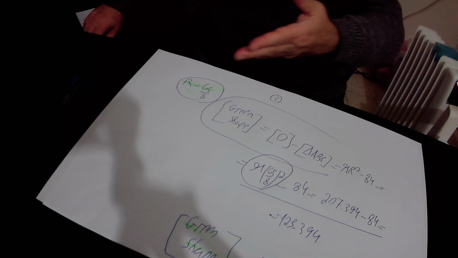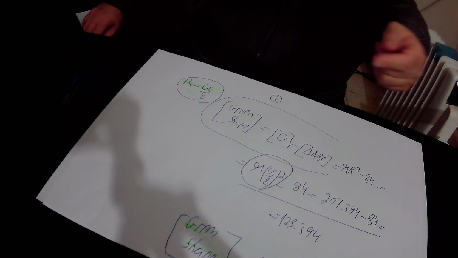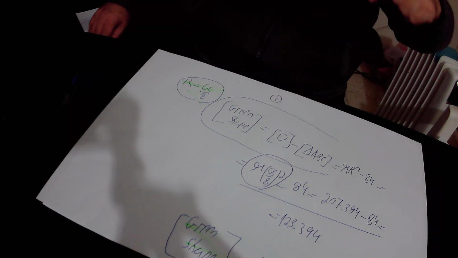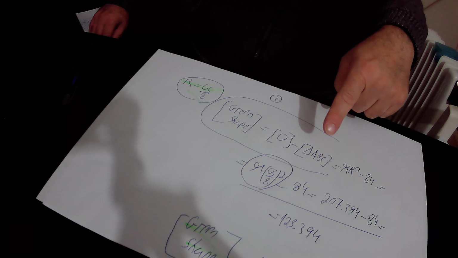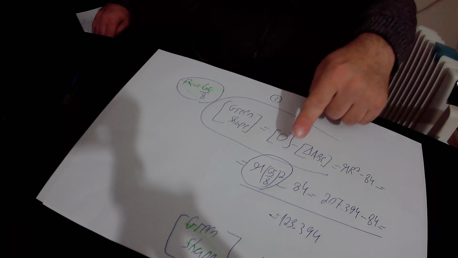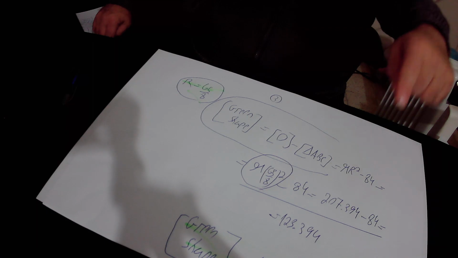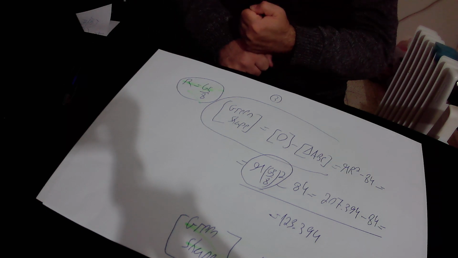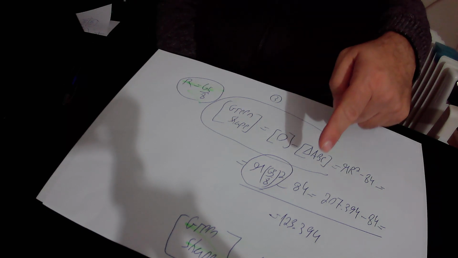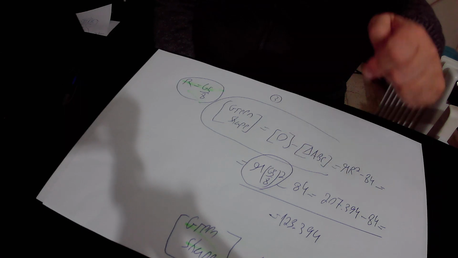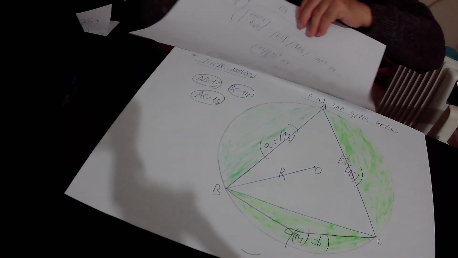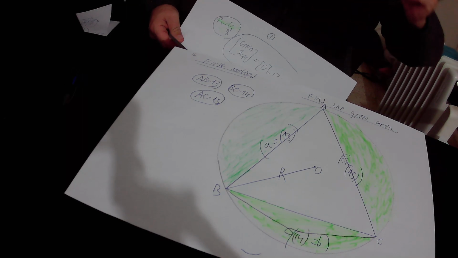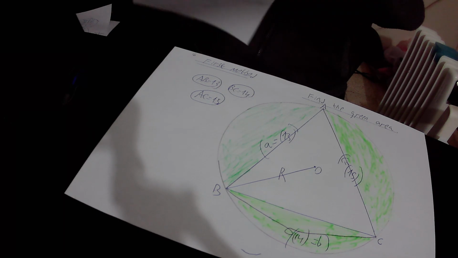R is 65 over 8, therefore R square is 65 over 8 squared, so pi r square in total equals pi times 65 over 8 squared, minus the area of triangle ABC, that is 84 square units. This expression in total equals 207.394 square units minus the area of triangle ABC, that is 84 square units. 207.394 minus 84 is 123.394 square units. So, in conclusion, we found out that the area of this green shape according to the first method equals 123.394 square units. We finished with the first method.